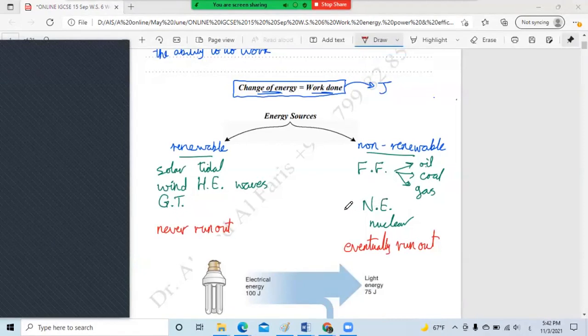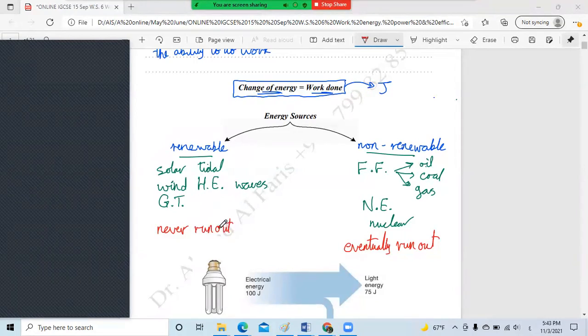Again, renewable energy resources are solar, tidal, wind, hydroelectric, water waves, geothermal, biomass, or biogas. All these are renewable. Why are they renewable? Because they never run out during human life. They stay every day whenever there is sun.